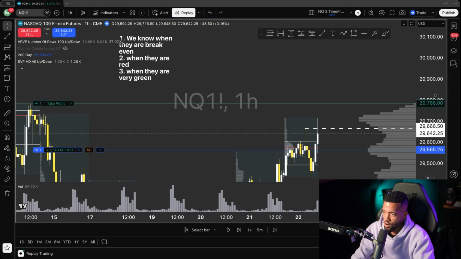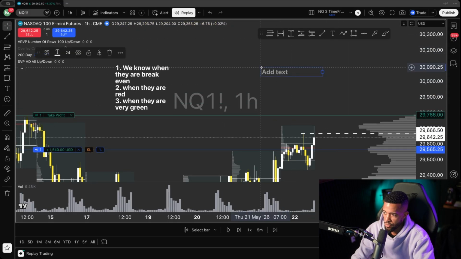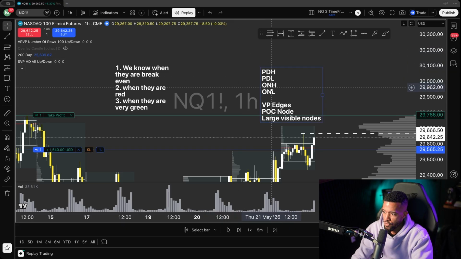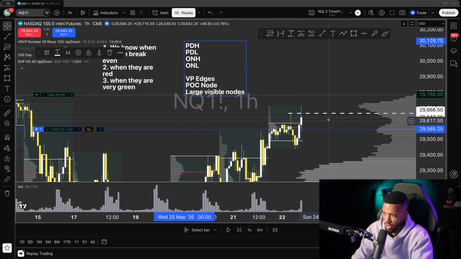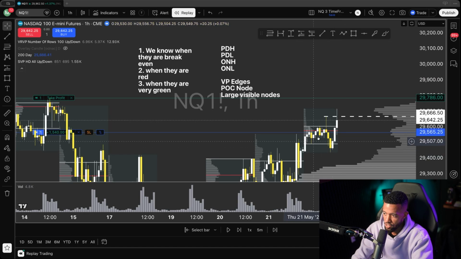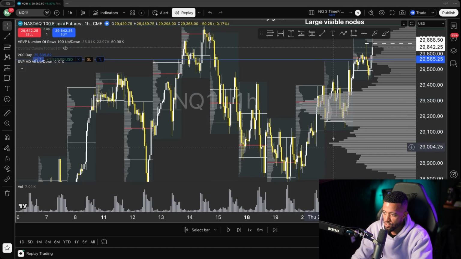So what that gives us are 4 key areas every single day that we care about, which are the prior day high, the prior day low, overnight high, and the overnight low. And then we have our VP edges, the volume profile edges, which are going to be the POC node, as well as the large visible nodes. And we're looking for confluence between these. The best trades are where we have confluence with these prior day highs and lows, where we know we're going to get these aggressors. We want to play that into the overall trend.